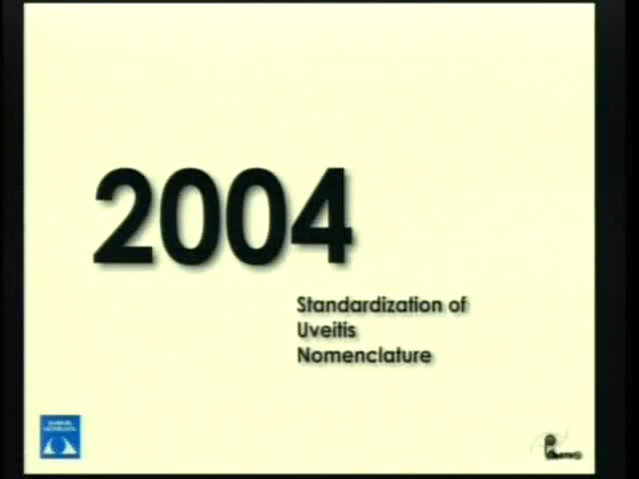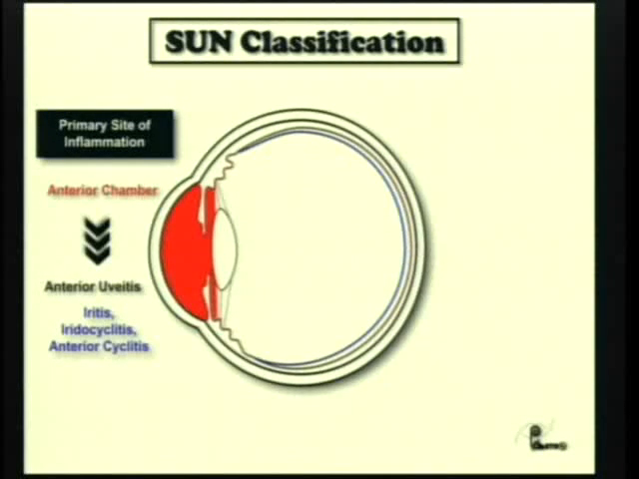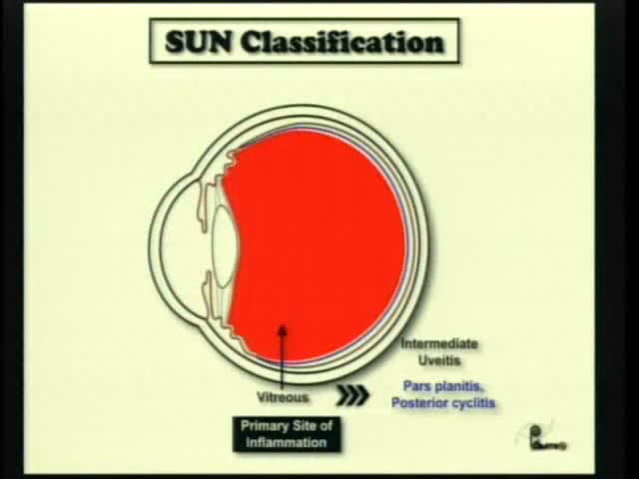Then in 2004, we had the most sophisticated classification of uveitis, known as standardization of uveitis nomenclature, also popularly known as the SUN classification. Now, the SUN classification deals with the primary site of inflammation. If the primary site of inflammation is in the anterior chamber, then we call it anterior uveitis. If the inflammation is in the vitreous, then we label it as an intermediate uveitis anatomically.